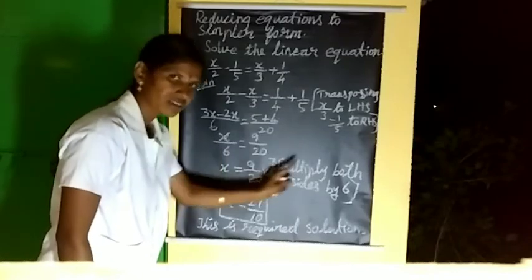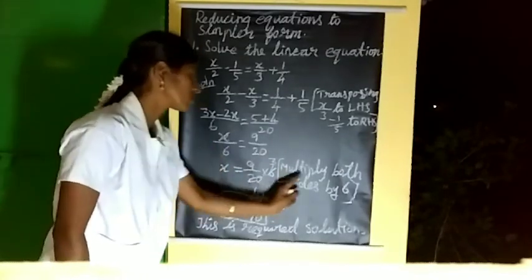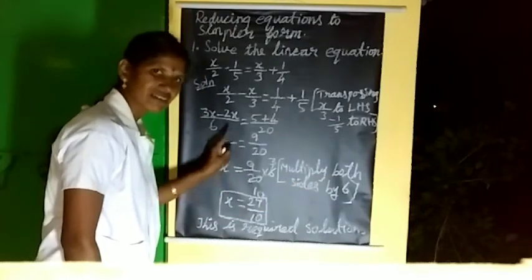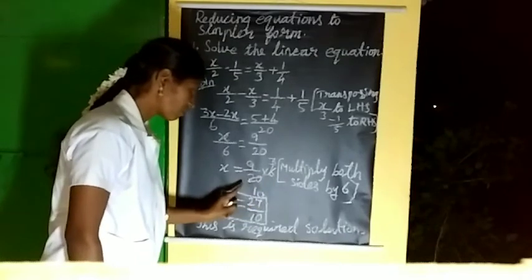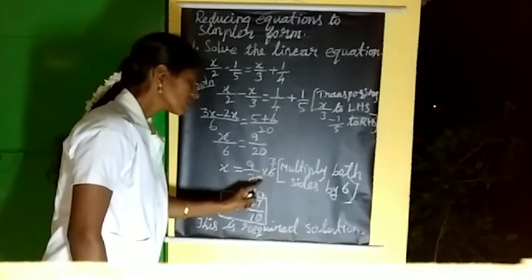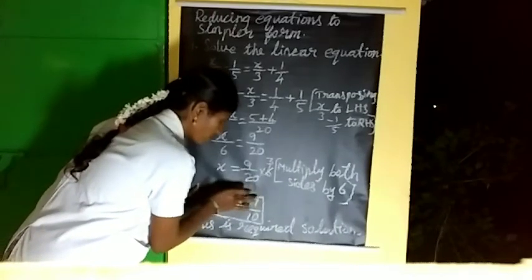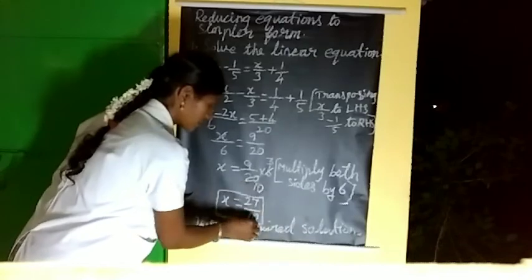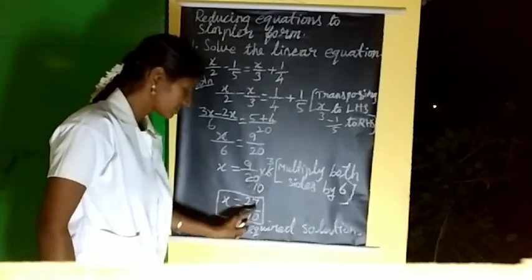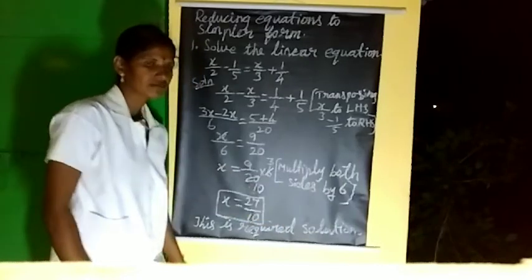So multiply both sides by 6. We do not need this 6. We need only the x value. So multiply both sides by 6. Here the 6 is cancelled. 9 by 20 into 6. Okay. Then simplify this. 3 2s are 6. 10 2s are 20. So now the answer: 9 3s are 27. In the denominator will be 10. x is equal to 27 divided by 10. This is the required solution. Okay.